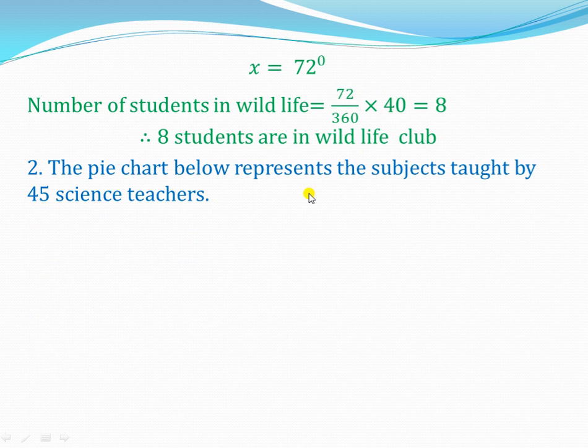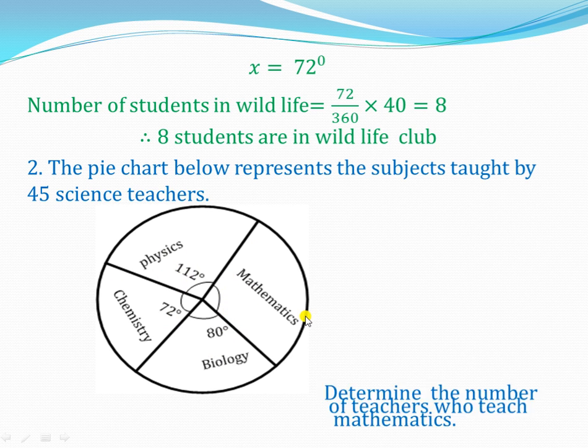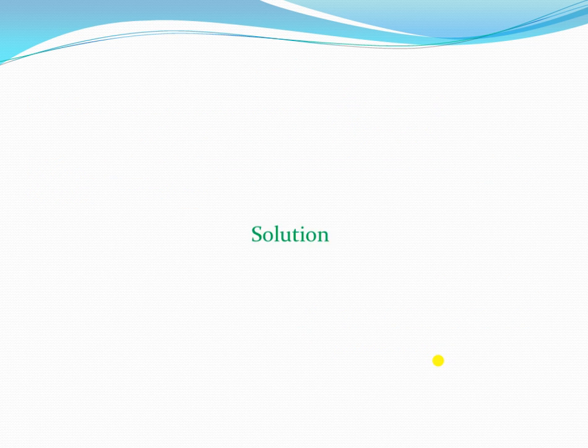The pie chart below represents the subjects taught by 45 science teachers. This is our pie chart where we have physics, chemistry, biology, and mathematics. You realize again we have the angles representing physics, chemistry, biology, but we do not have the angle for mathematics. So what does the question say? Determine the number of teachers who teach mathematics. Very interesting.